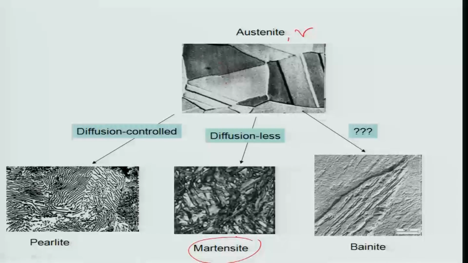Martensite is a very hard and brittle phase, and it forms by quenching. Therefore it will have a lot of stress built into it. Now the third thing, which is very important for steel metallurgy, is known as bainite.